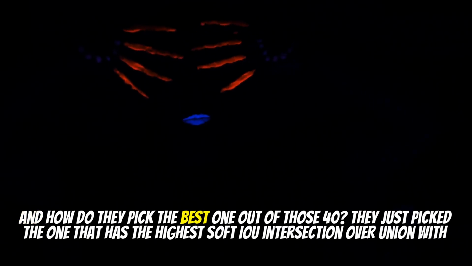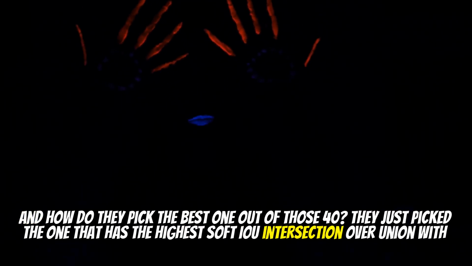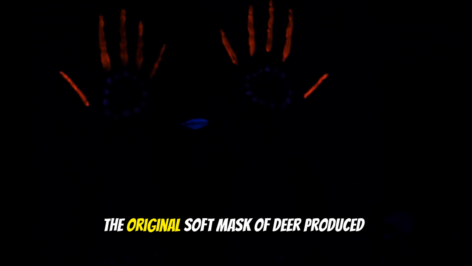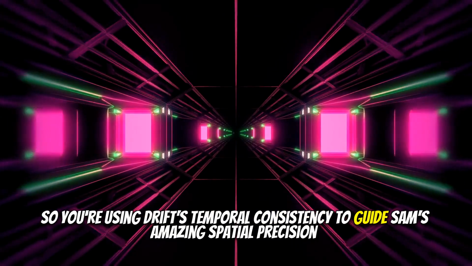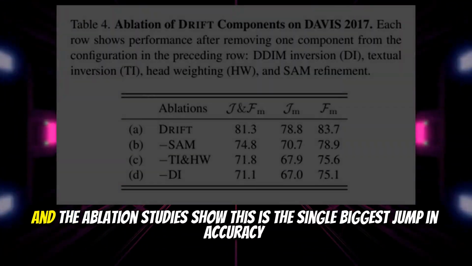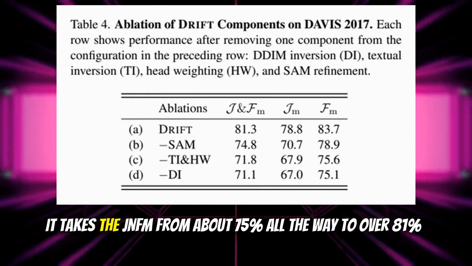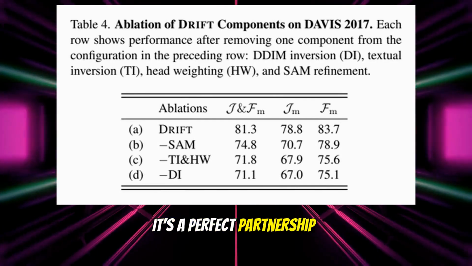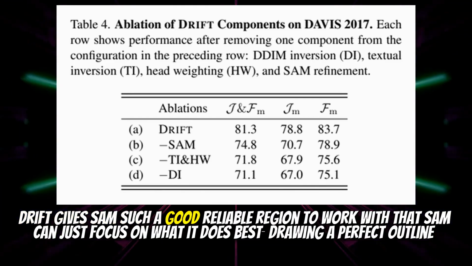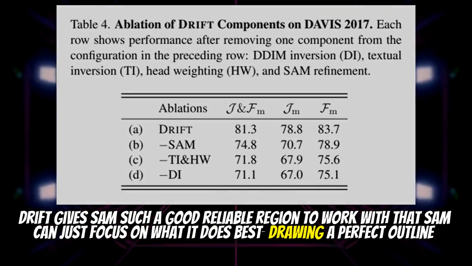And how do they pick the best one out of those 40? They just pick the one that has the highest soft IoU, intersection over union, with the original soft mask that DRIFT produced. So you're using DRIFT's temporal consistency to guide SAM's amazing spatial precision. And the ablation studies show this is the single biggest jump in accuracy. It takes the J&F M from about 75% all the way to over 81%. It's a perfect partnership. DRIFT gives SAM such a good, reliable region to work with that SAM can just focus on what it does best, drawing a perfect outline.